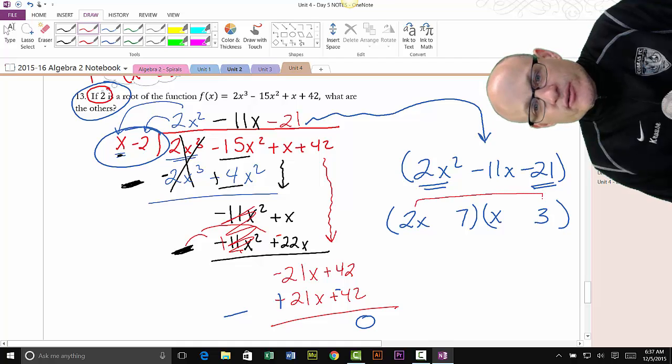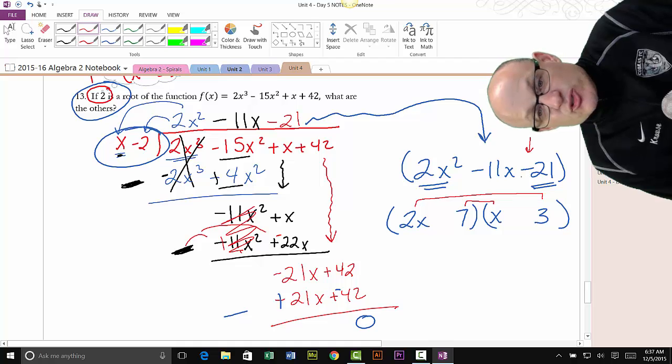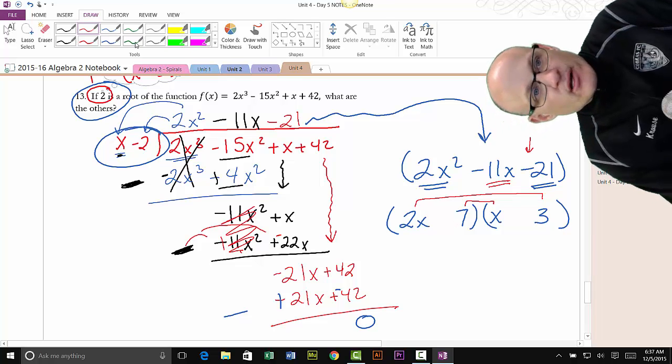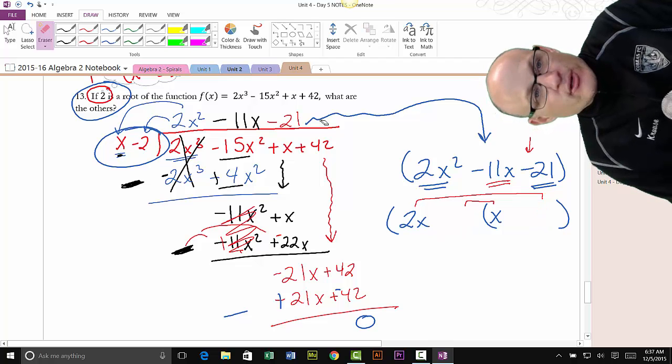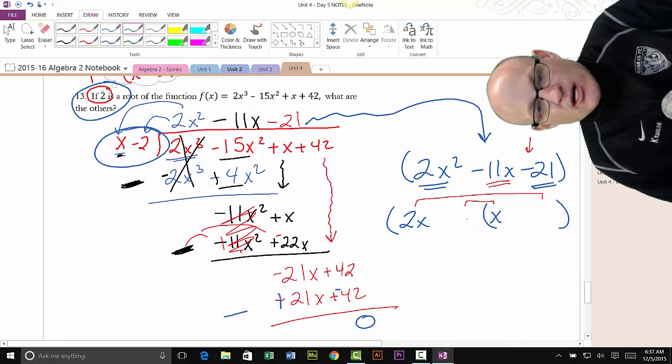This gives me 6, and this gives me 7. Now, because this is a minus, they have to subtract to get negative 11. Well, 6 and 7 aren't subtracting to give you 11. So clearly I put those in the wrong place. So I'll just put this 3 here and the 7 here.